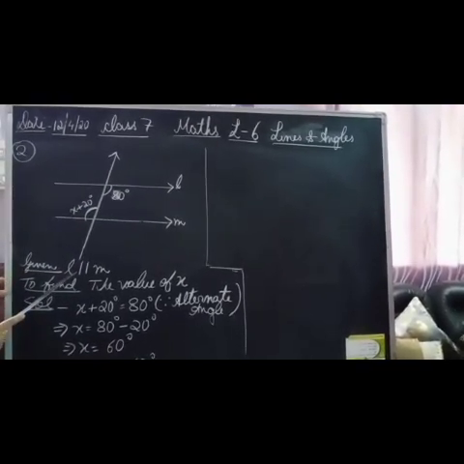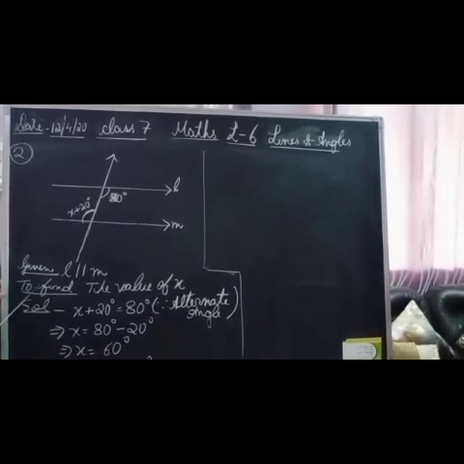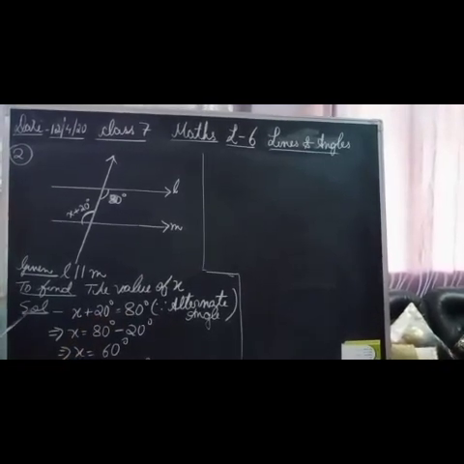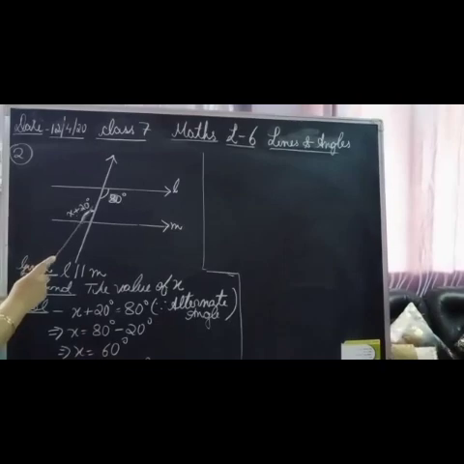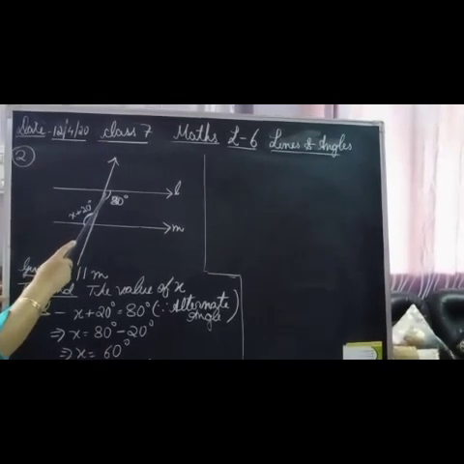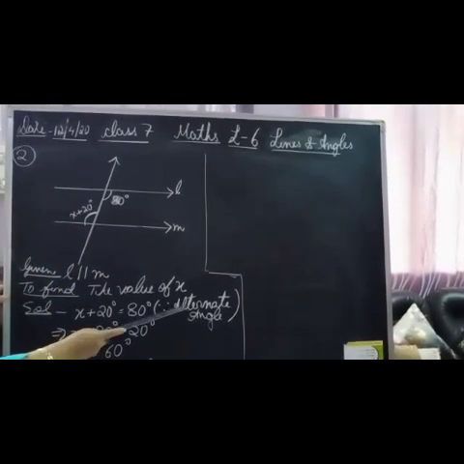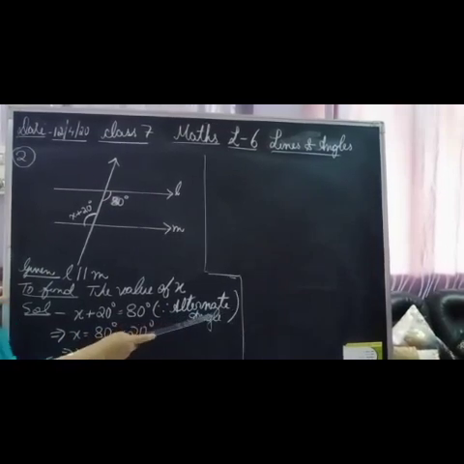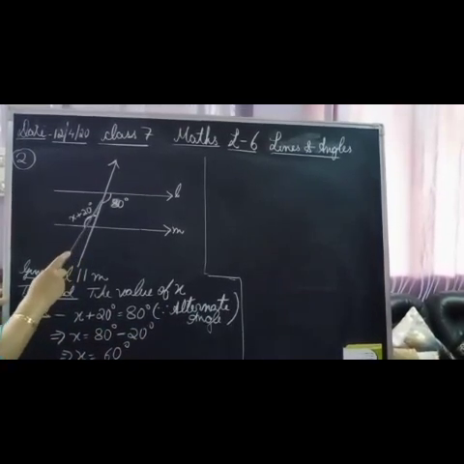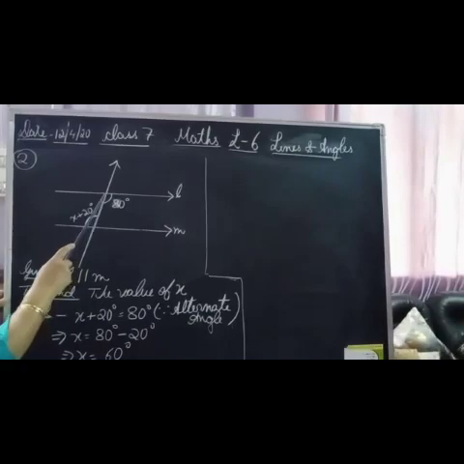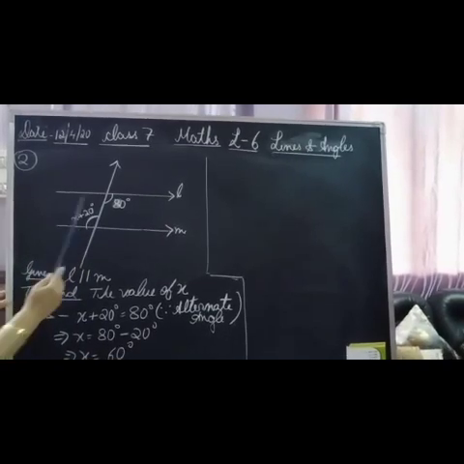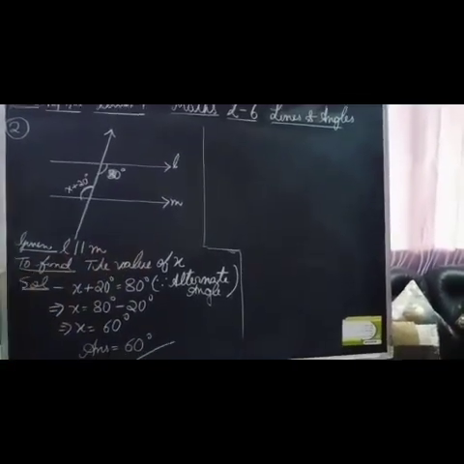Now given, what is given here? L is parallel to M. To find the value of X, now solution. Now this angle is equal to this angle. Why? We remember the property, since alternate angles. Why? These are the alternate angles. They lie on the opposite side of the transversal. One is on the right hand side, one is on the left hand side.